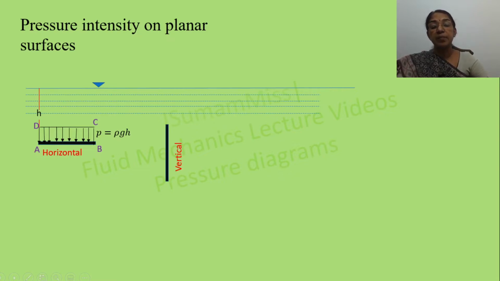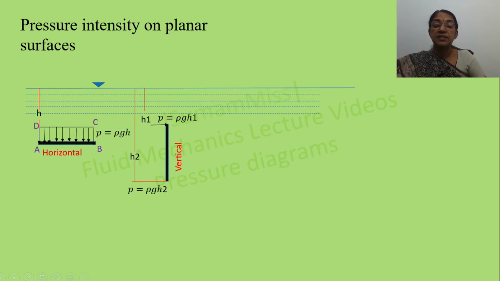In the case of a vertical plane, pressure intensity varies from point to point. If we move from the topmost point to the bottommost point, pressure increases linearly. H2 and H1 are the distances of the bottommost and topmost points of this vertical plane with respect to the free surface. The corresponding pressures are P equal to rho g H1 at this point, and P equal to rho g H2 at this point. So if you are plotting the pressure diagram, pressure increases from rho g H1 to rho g H2 linearly.